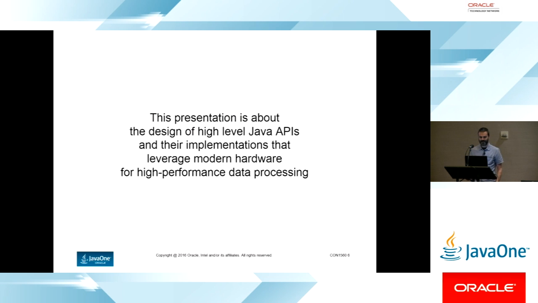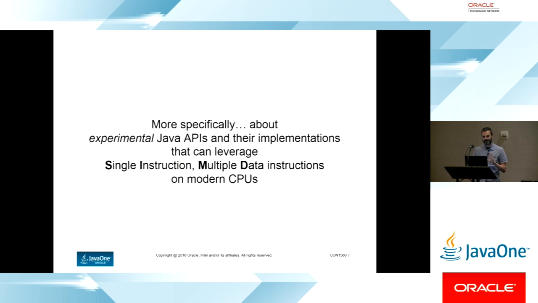Okay, so this presentation is about the design of high-level Java APIs and their implementations that leverage modern hardware for high-performance data processing. When I wrote that slide, I thought, maybe I should join marketing, because that almost says absolutely nothing. So then I said, more specifically, we want to design some experimental APIs and their implementations that can leverage SIMD instructions on modern CPUs. Everyone know what SIMD style instructions are? Yes, good. So that's the essence of what we're going to talk about.